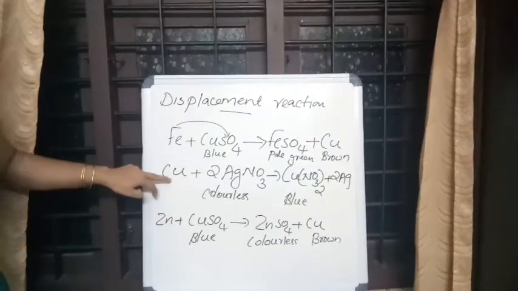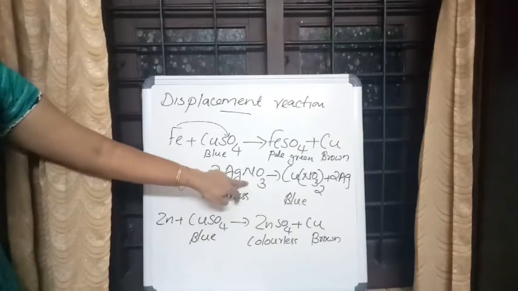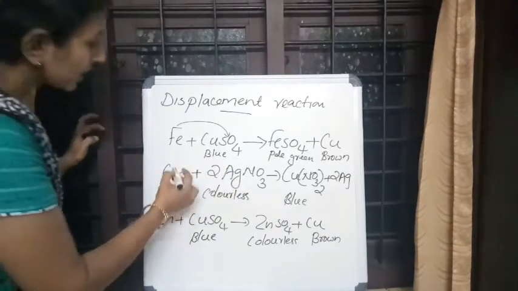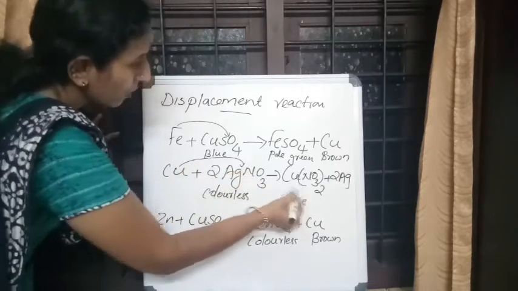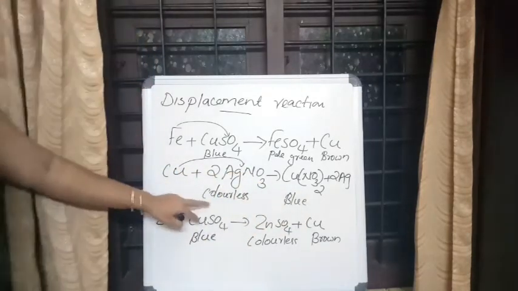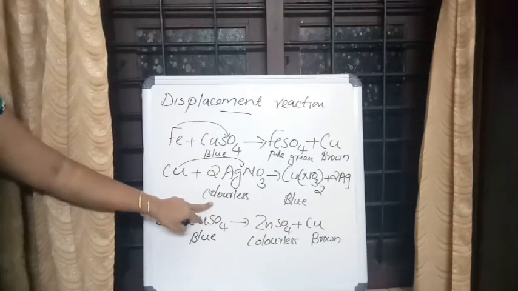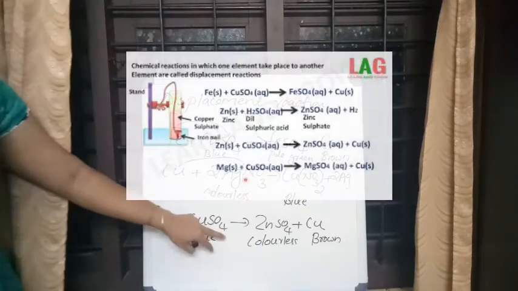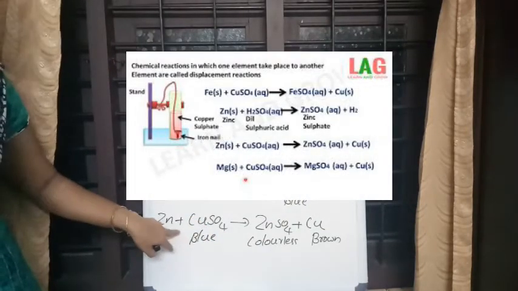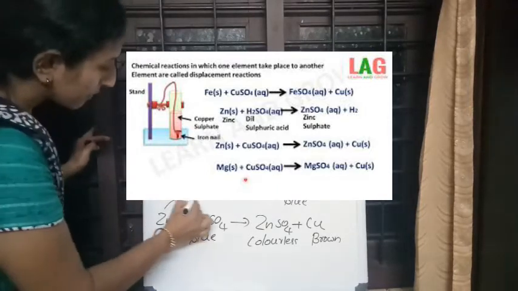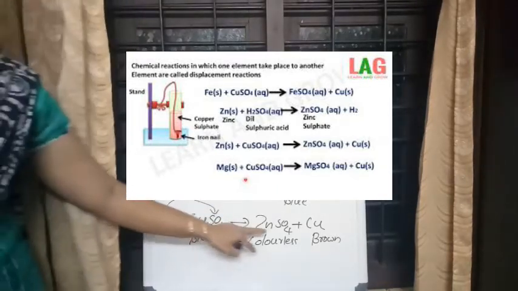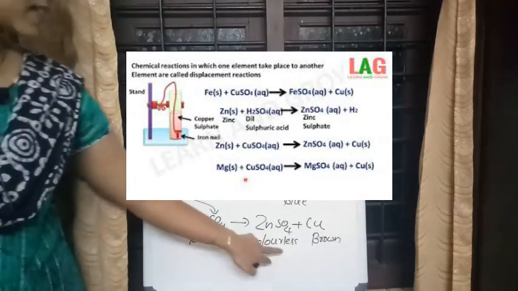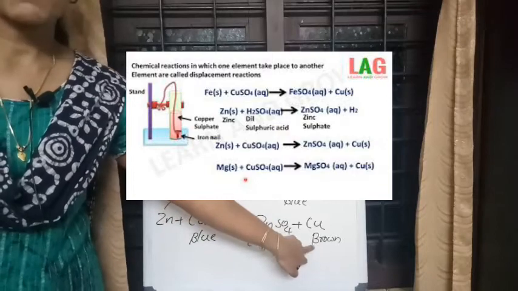Next, one more example, copper plus silver nitrate. Here copper is more reactive than silver. So, copper displaces silver from the silver nitrate solution and forms copper nitrate plus silver, and the color change: silver nitrate is colorless and copper nitrate is blue. And the third one, zinc plus copper sulfate. Here zinc is more reactive than copper. So, zinc displaces copper from the copper sulfate and forms zinc sulfate, and copper becomes free. The color change you see: copper sulfate blue, zinc sulfate colorless, and copper is the brown deposit.